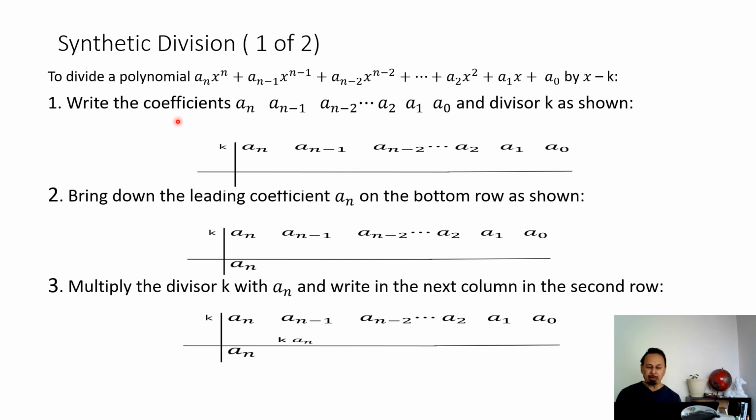So first step, write the coefficients a sub n, a sub n minus 1, a sub n minus 2, and so on down to a sub 0, as shown. Then bring down the first coefficient, which we call the leading coefficient, on this bottom row, and then multiply k times a sub n and write it into the next column.